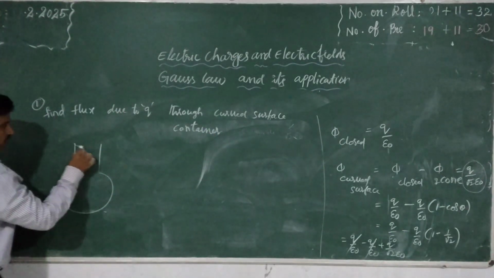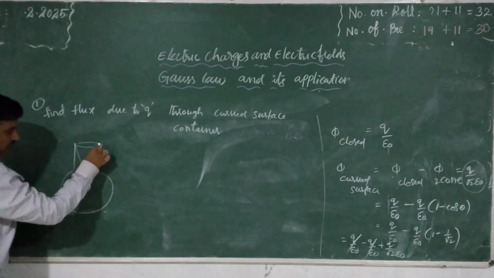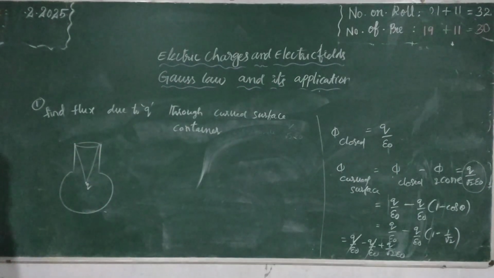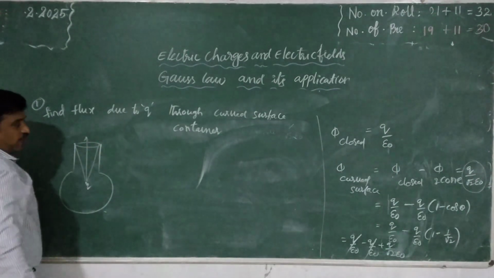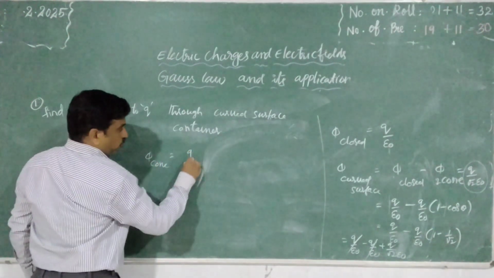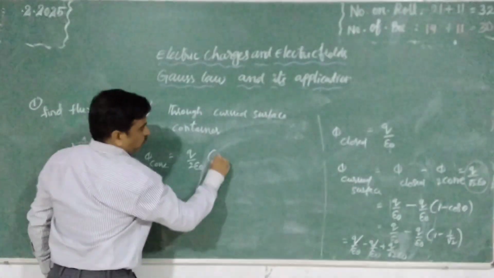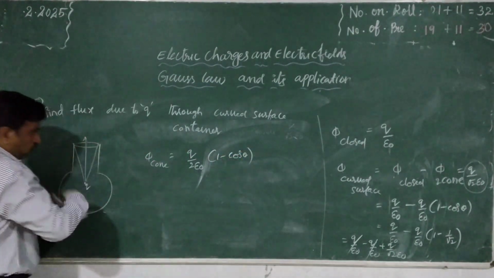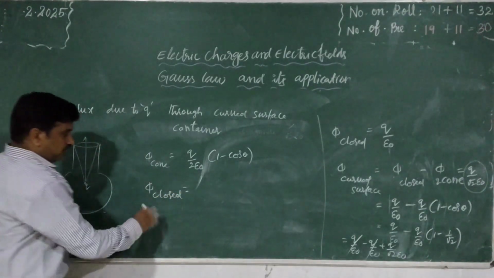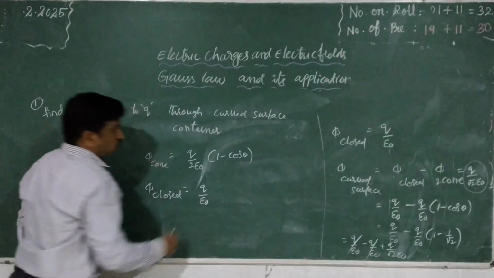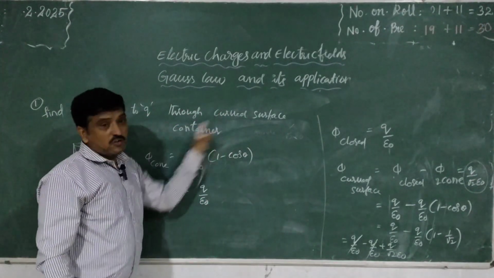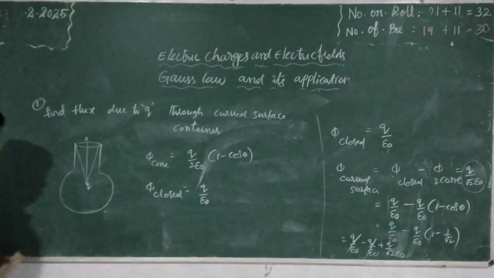In this one, what is the flux through this container? For this we have here this cone. Now what is the flux through this cone? We find out first. Flux through a cone equals q by 2 epsilon naught into (1 minus cos theta). The container is a closed surface, so flux through the closed surface is q by epsilon naught. What we want is the flux due to q through only the curved surface of the container.